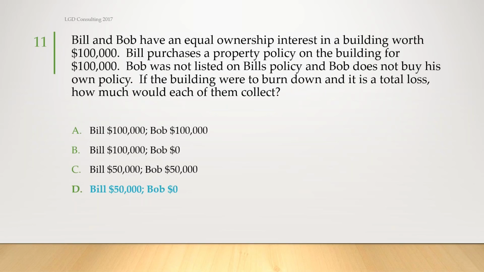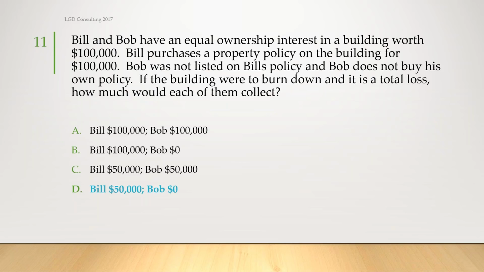This is a tricky one. A lot of people make mistakes on it. So Bill and Bob have an equal ownership interest in the building worth $100,000. Bill purchases the property policy on the building for $100,000, and Bob is not listed on Bill's policy. Unfortunately, Bob did not buy his own policy. So if the building were to burn down, how much would each of them collect?